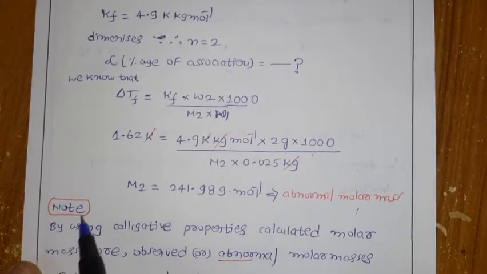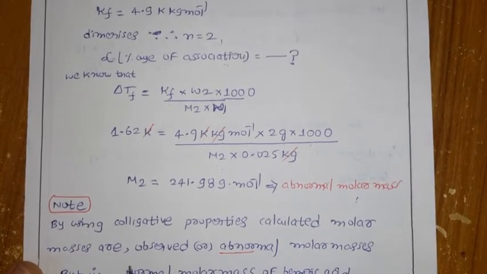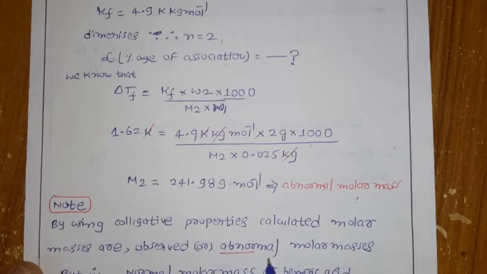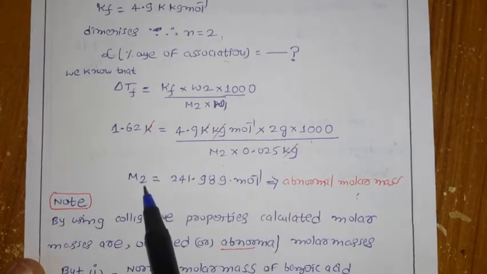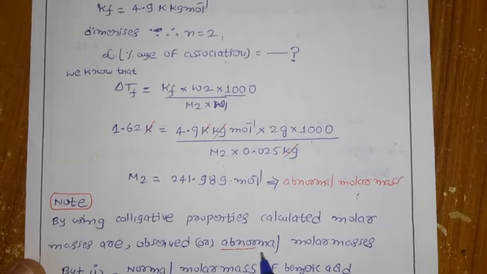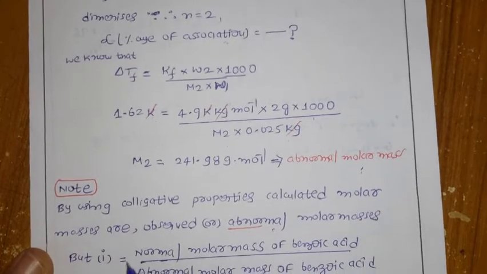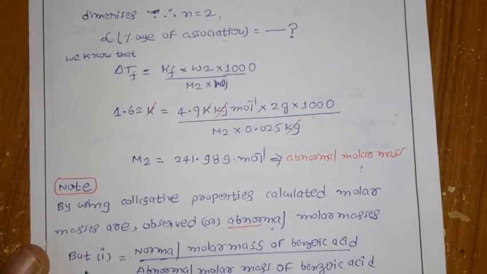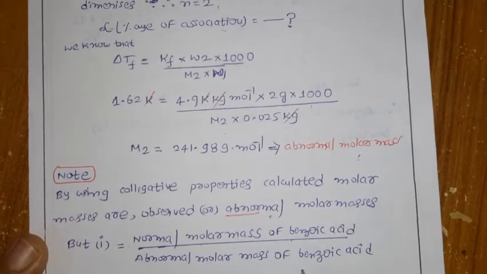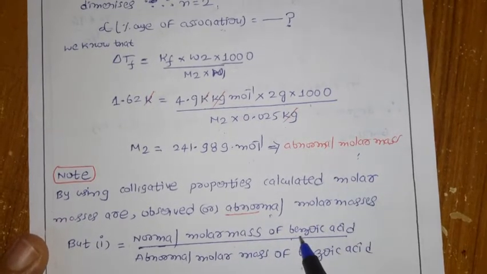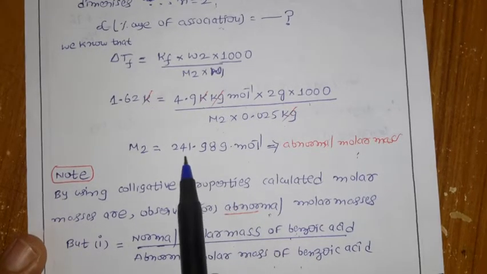Now here we have one note. By using colligative properties, the calculated molar masses are observed or abnormal molar masses. Whatever molar mass you calculate here is the observed or abnormal molar mass. So here we have the Van't Hoff factor relation for molar masses: Van't Hoff factor i equals the normal molar mass of benzoic acid divided by the abnormal molar mass of benzoic acid. Now normal molar mass you calculate from the formula. Abnormal, we already got, is 241.